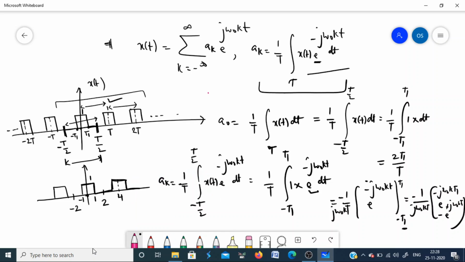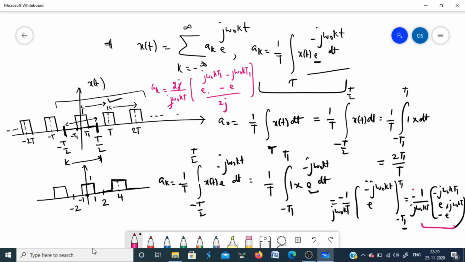so my ak will be, I can take minus common from this, it will become minus and this minus will become plus. You will get 1 upon j omega naught kt into e raised to power j omega naught kt1 minus e raised to power minus j omega naught k t1. Okay, so if you multiply this with 2j and divide with 2j, this will become a sine function, and this j and this j will get cancelled.